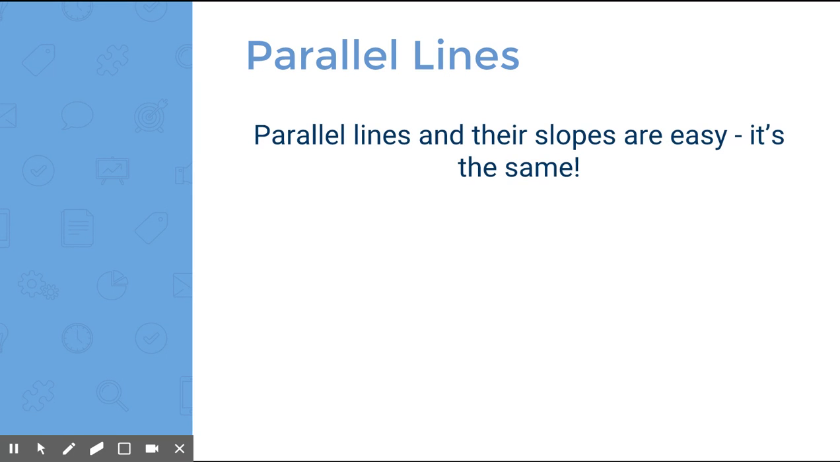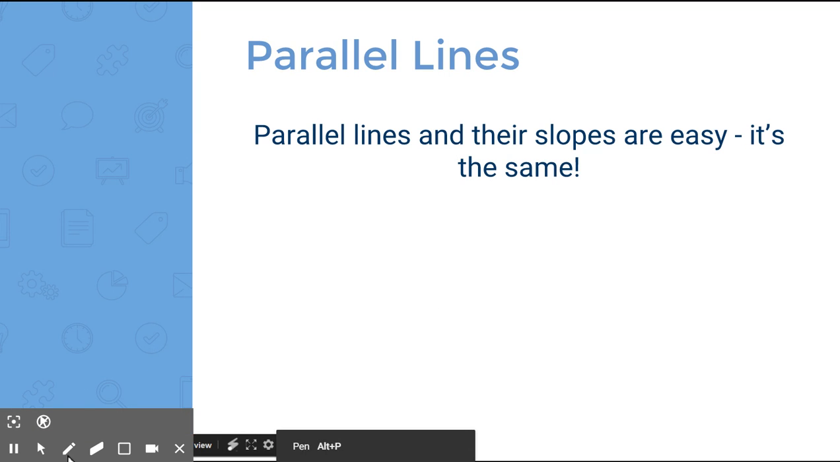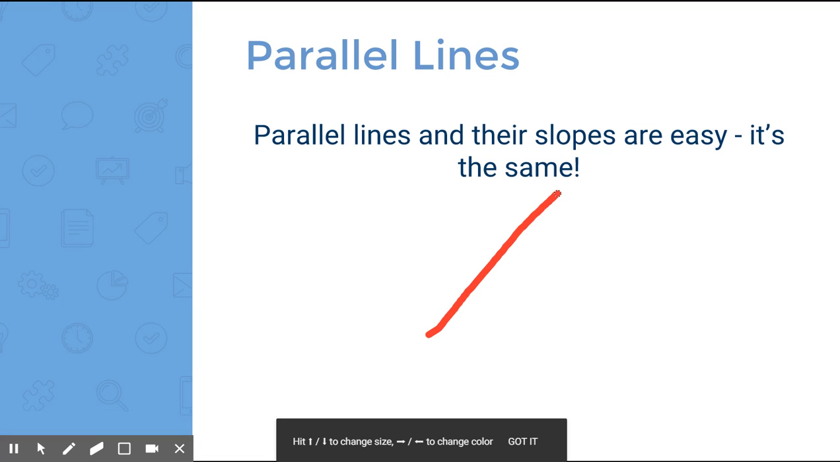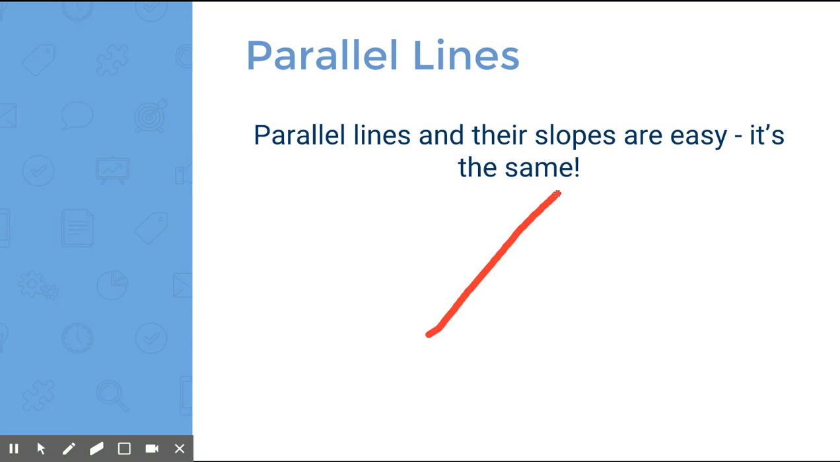Now parallel lines are so easy because the slope is the exact same. Think about that. If you were to draw a line on a graph that goes across like this, and let's say your slope is 1, then if I wanted to find the slope for a parallel line, it would also be 1. They would both have to have a slope of 1 going in that same direction so that they never cross.